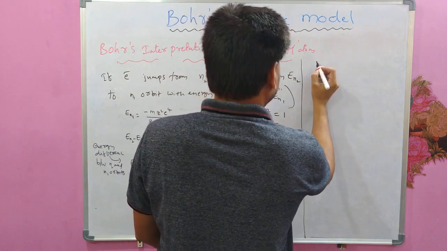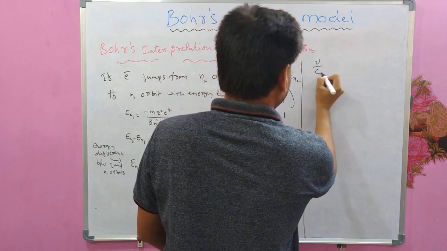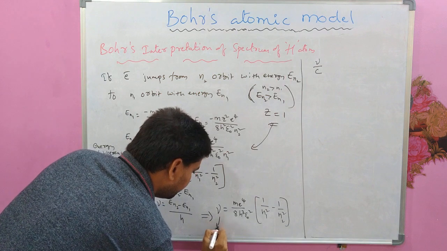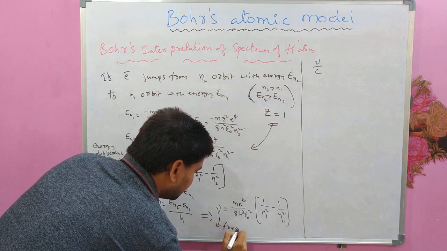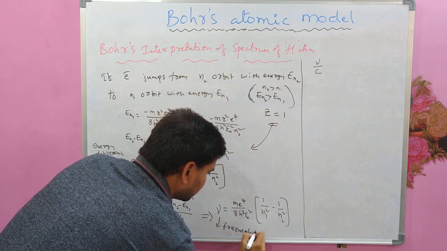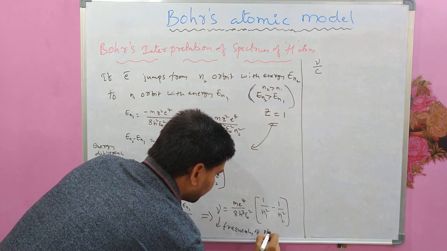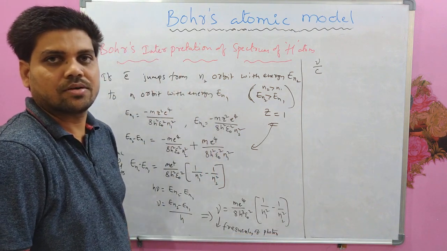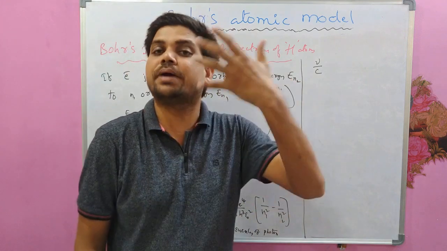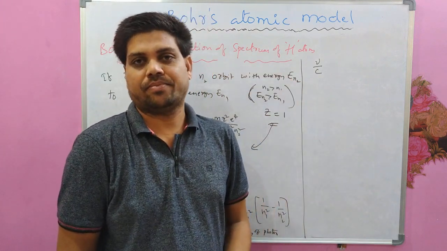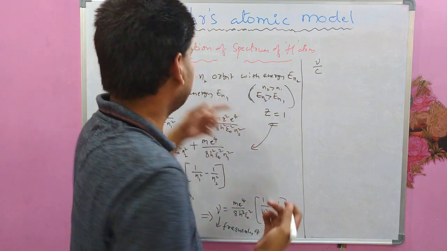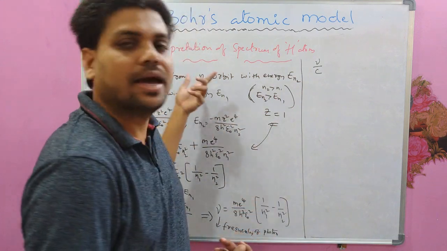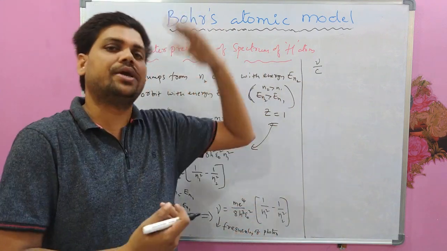Then nu by c will be what? Nu by c. What is nu here? Nu is the frequency of the photon. We say the frequency of that spectral line resulted from transition of electron from N2 orbit to N1 orbit.